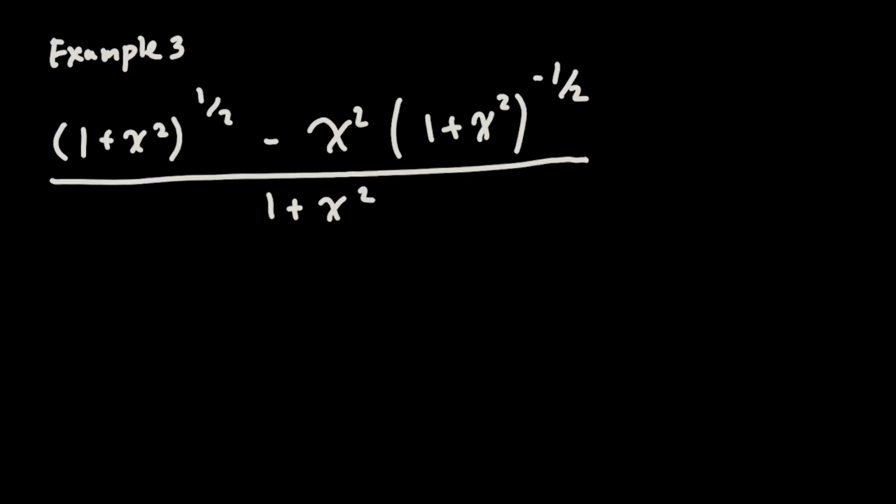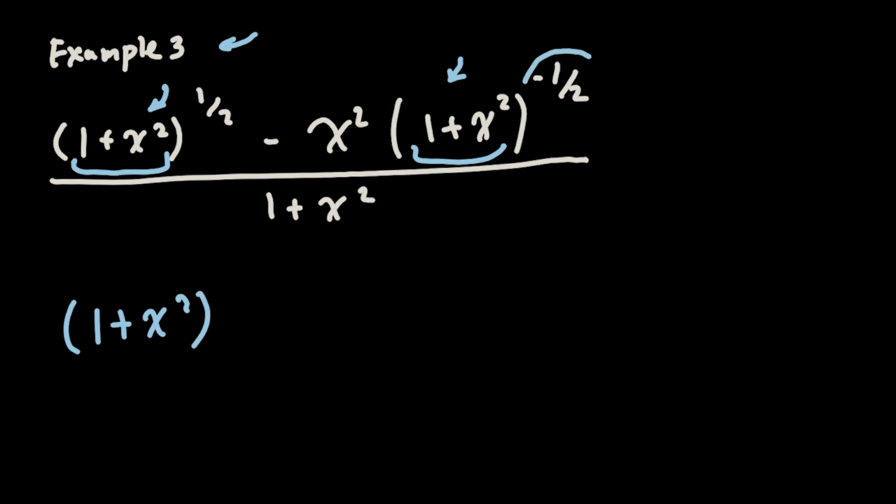Let's see another example. Example number 3 says we want to simplify this fraction here. As you can notice here, we have 1 plus x squared in several places. Here and here, we can just take 1 plus x to the power 2 as a common factor, with the power minus 1 over 2.